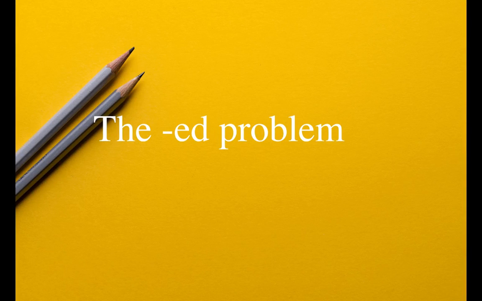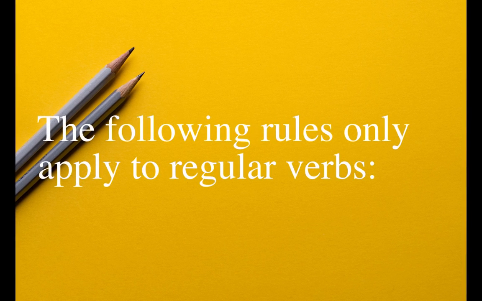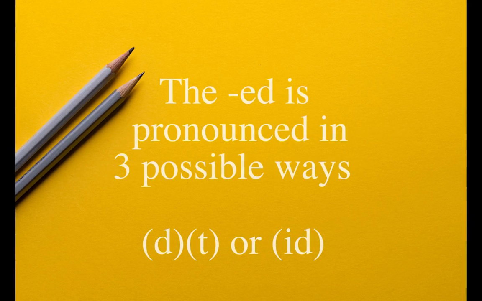We have noticed that very often intermediate learners have problems pronouncing the -ed when it is added to form variants of the past tenses. The good news is that this is solvable. Remember, these rules only apply to regular verbs. In English, the -ed which is used to form the past tenses is pronounced in three ways: either d, t or id. And let me just emphasise that anything else is incorrect.